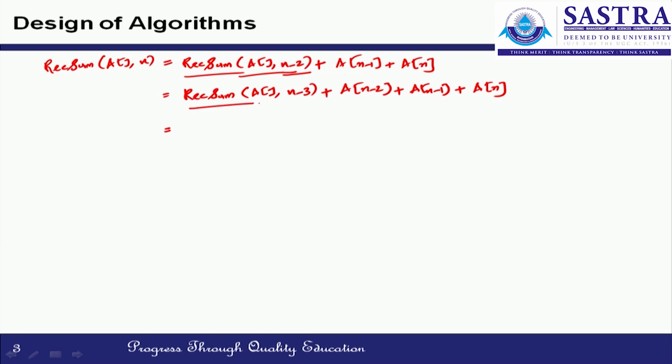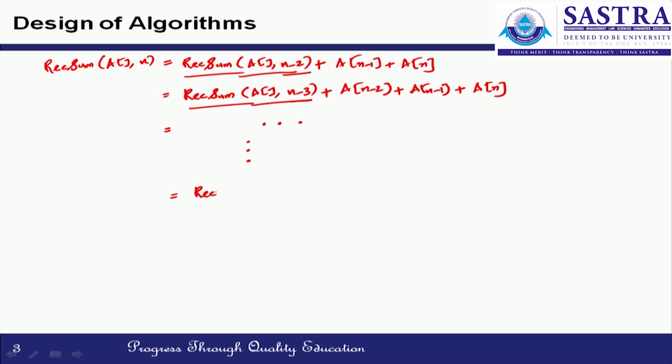Now the actual parameter is recursive sum a array comma n minus 3. So in equation 1, substituting n is equal to n minus 3, you have recursive sum a array comma n minus 4 plus a of n minus 3 plus a of n minus 2 plus a of n minus 1 plus a of n. So substituting here, this goes like this. One stage when the actual parameter recursive sum a array comma the second parameter becomes 1.